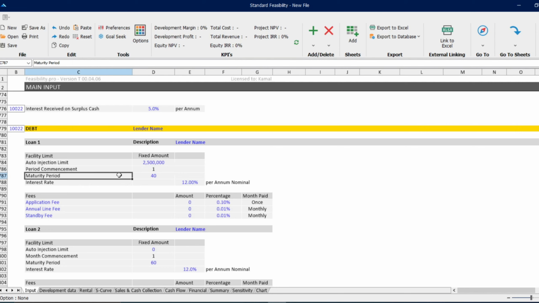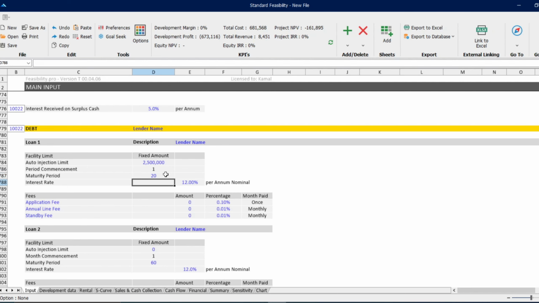You can enter maturity period, an interest rate. Coming further, we can enter 3 types of fees which are incurred with respect to the loan. We can either enter an amount here or a percentage of loan amount here.